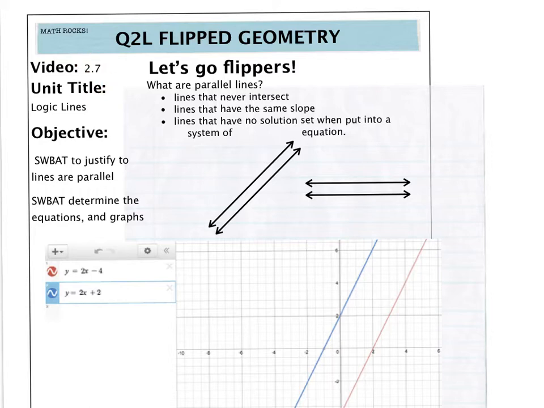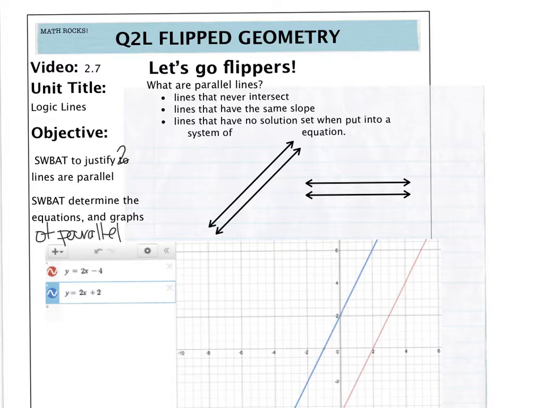Video 2.7, and again the unit is logic lines. The objective is students will be able to justify two lines are parallel, and by two I actually mean two, you guys, so two. And students will be able to determine the equations and graphs of parallel lines. So let's add there of parallel lines. Alright, so let's go, flippers.